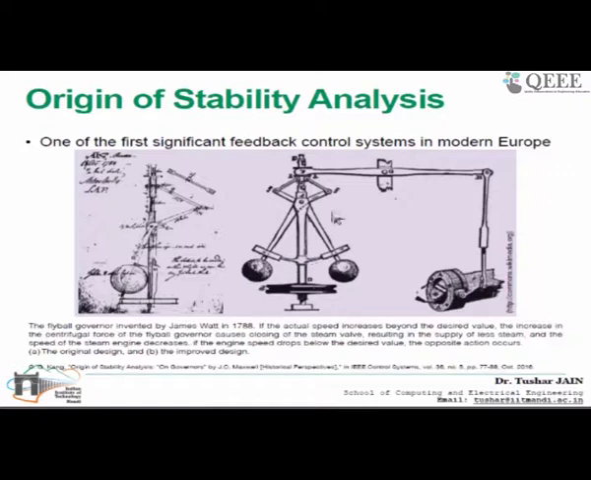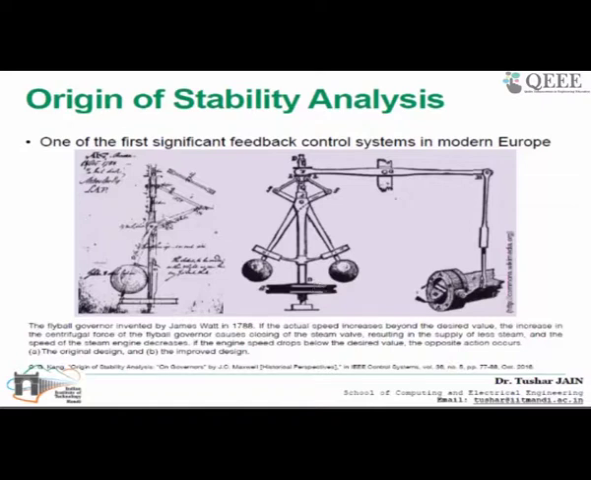When they start to move apart, this valve will close, meaning the flow of fuel will be reduced, basically the closing of the steam valve, finally resulting in the supply of less steam, and then the speed of the steam engine decreases, right? If the speed of the motor drops below the desired value, the opposite action occurs.